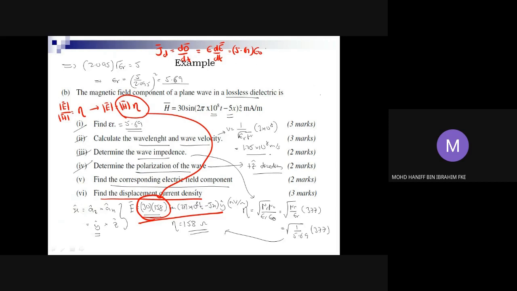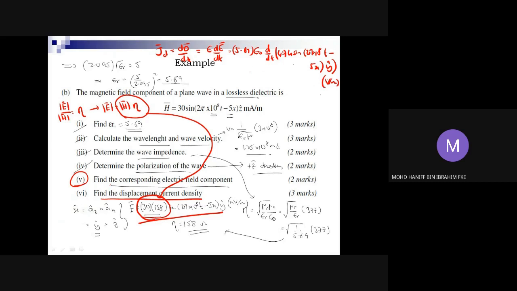And dE over dt will be d over dt of the E field that we have calculated from part 5 just now, which will be 30 times 158. It should be 4740, so I just put it as 4.74 sine of 2 pi times 10 power of 8 t minus 5 of x direction of y, in volt per meter.